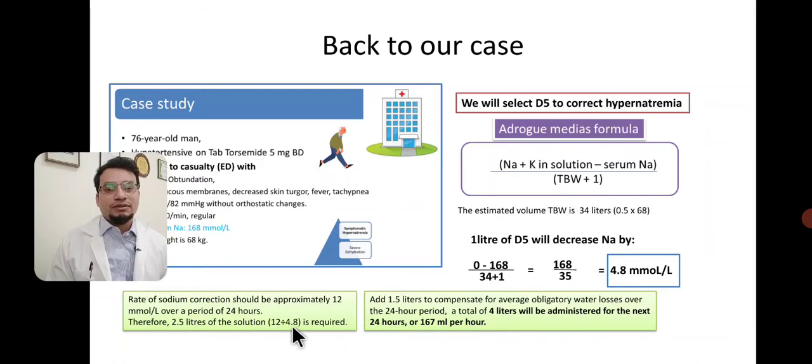that is 2.5 liters of the correction fluid, the fluid deficit, plus 1.5 liters of additional loss. So you will be giving 4 liters of fluid, that is D5, to be administered over the next 24 hours. The calculation is 167 ml per hour over 24 hours. So that is your calculation for this case.